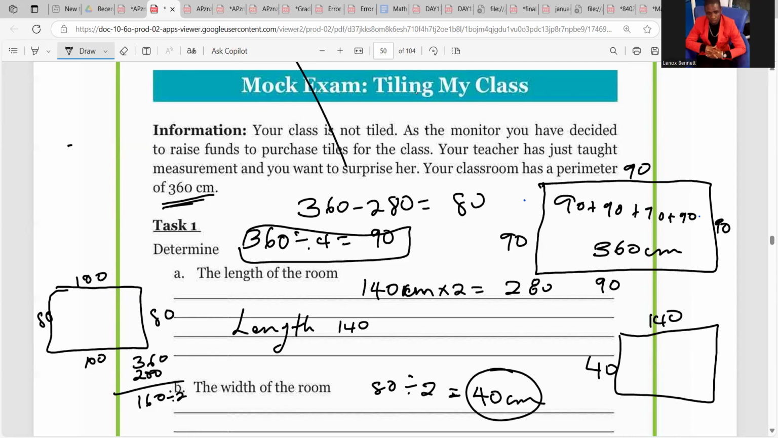So Ritika's checks out. Let's check out Brian one now. This is 140. Opposite sides is also 140, and this would have been 40.